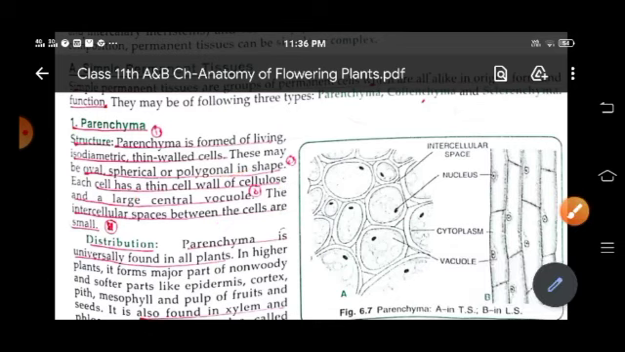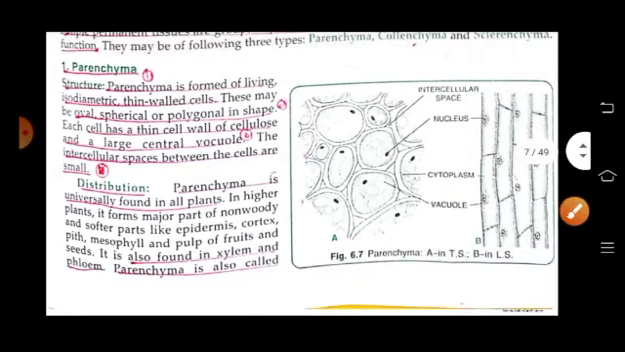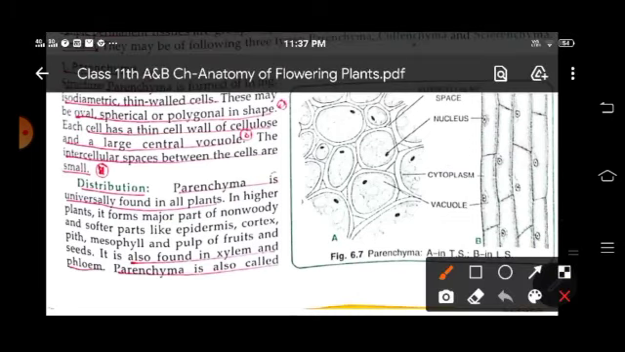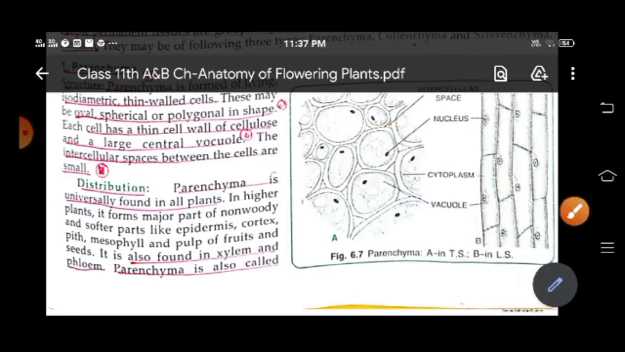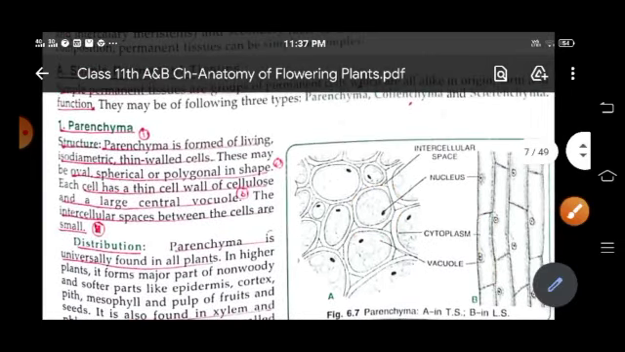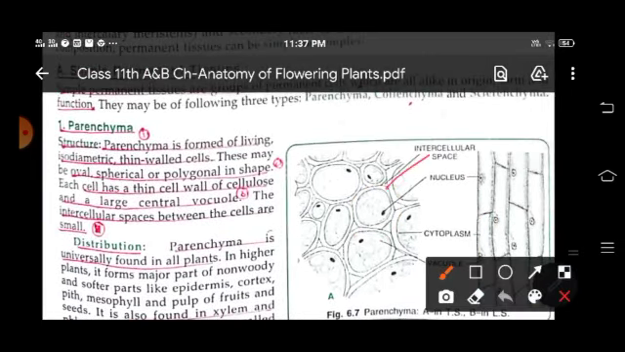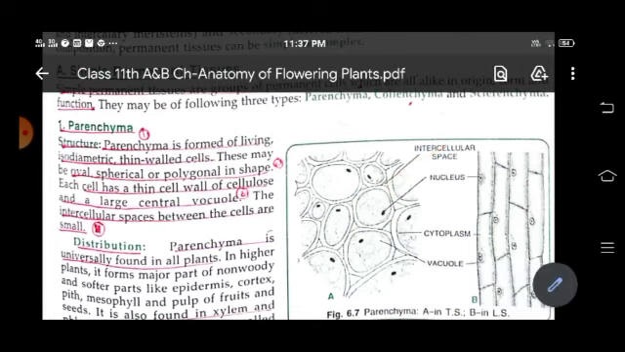Now here is a diagram of parenchyma cells. See here, these are the parenchymatous cells, cytoplasm, vacuole and nucleus, and the intercellular spaces are also there. See, these are the spaces between two cells.